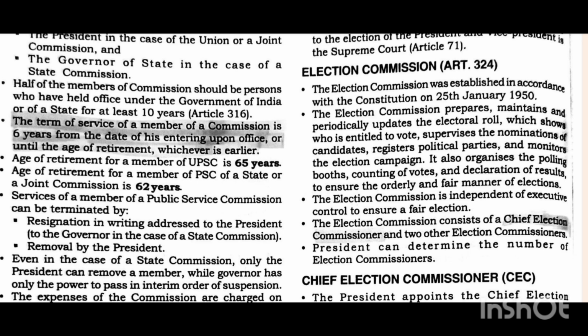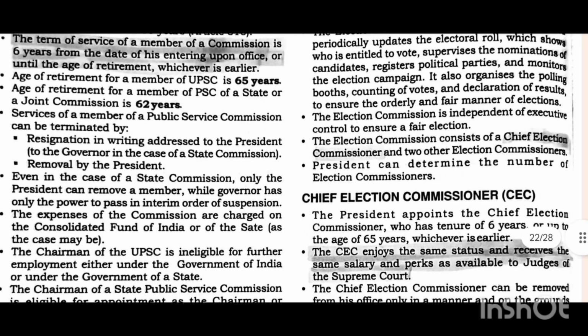The Election Commission prepares, maintains, and periodically updates the electoral roll, which shows who is entitled to vote, supervises the nominations of candidates, registers political parties, and monitors candidates' election campaigns. It also organizes the polling booths, counting of votes, and declaration of results to ensure the orderly and fair manner of elections. The Election Commission is independent of executive control to ensure a fair election. The Election Commission consists of a chief election commissioner and two other election commissioners. The president can determine the number of election commissioners.